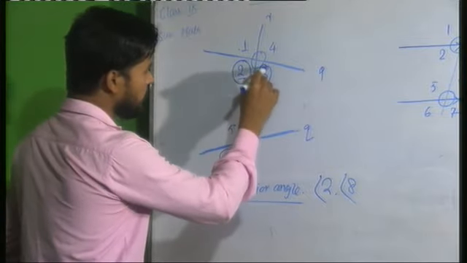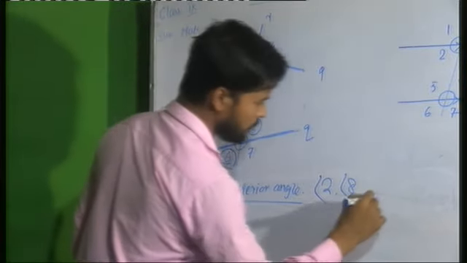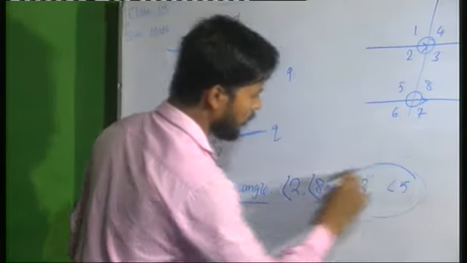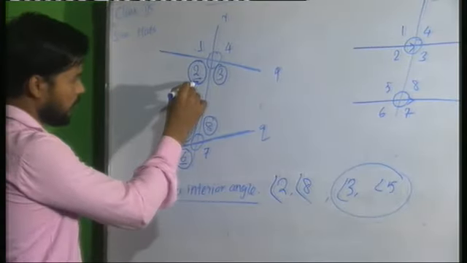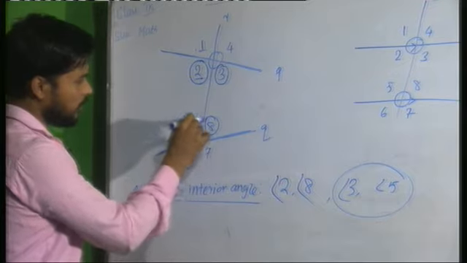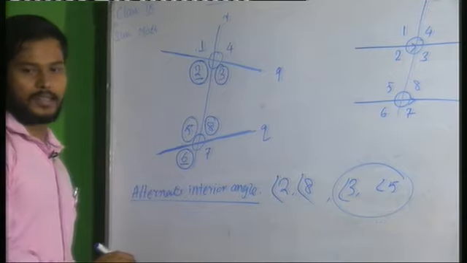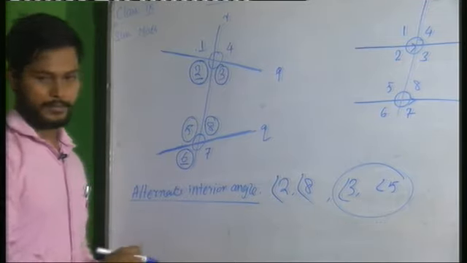Similarly, angle 3 and angle 5 are also alternate interior angles. So angle 2 is alternate interior angle with 8, and angle 3 is alternate interior angle with 5.